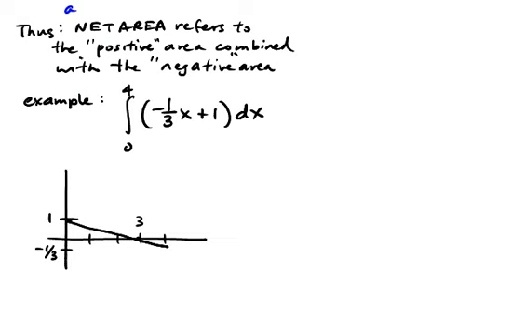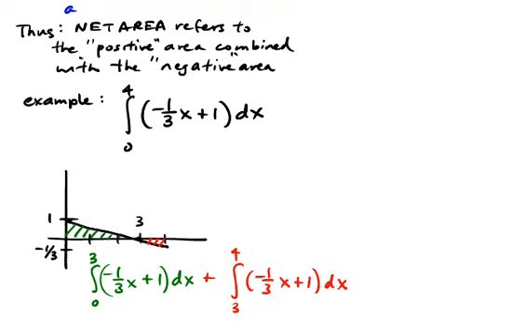For example, consider the integral from 0 to 4 of negative 1/3 x plus 1 dx. We have a positive area, that is the area that occurs above the x-axis from 0 to 3. This can be represented by the following integral from 0 to 3 of negative 1/3 x plus 1 dx. However, the region from 3 to 4 is underneath the x-axis and is represented by this area. That integral is represented by the integral from 3 to 4 of negative 1/3 x plus 1 dx.